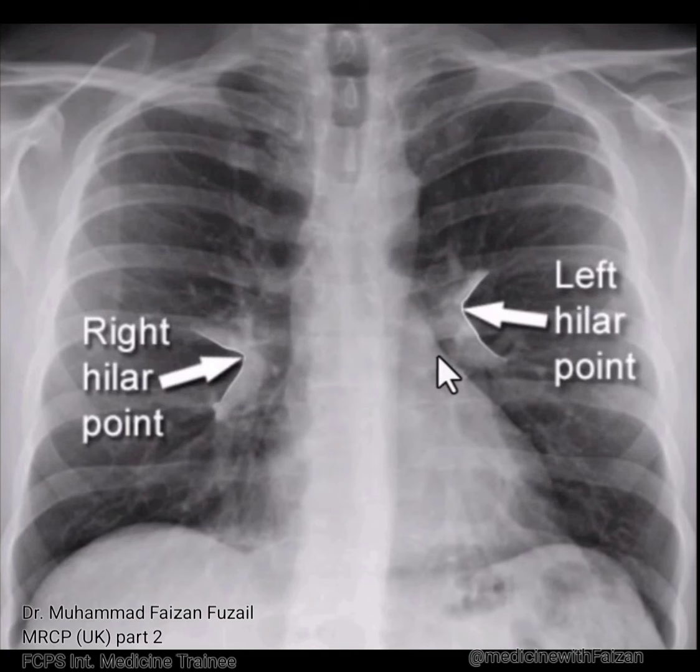Commonly, the left hilum is higher than the right hilum. Both hila should be of similar size and density. If either hilum is bigger and more dense, meaning whiter than normal, this may indicate an abnormality.